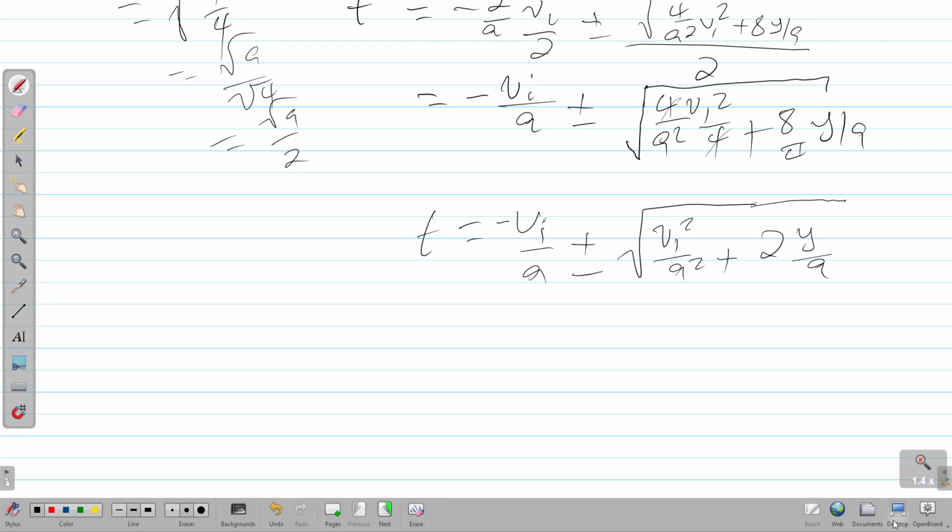Okay, and then we can just verify that at least this is dimensionally correct. Let's look at this term here, v over a. The units of velocity is meters per second, and this is meters per square second. So the meter and the meter cancels out, and then you have second to the minus 1 plus 2. So this will be in seconds.